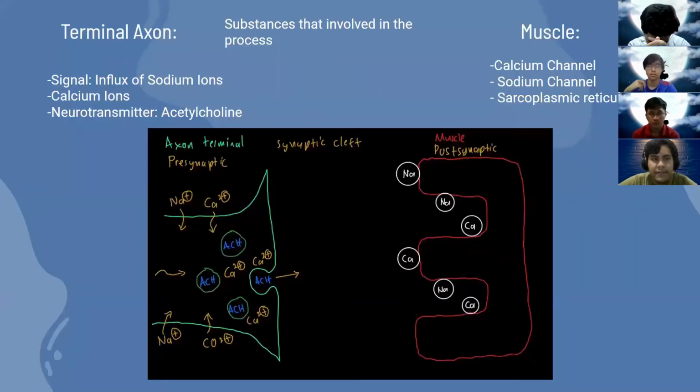The substances involved are sodium ion, calcium ion, and the neurotransmitter acetylcholine in the axon terminal of the presynaptic side. The postsynaptic side involves the muscle, calcium channel, sodium channel, and sarcoplasmic reticulum.